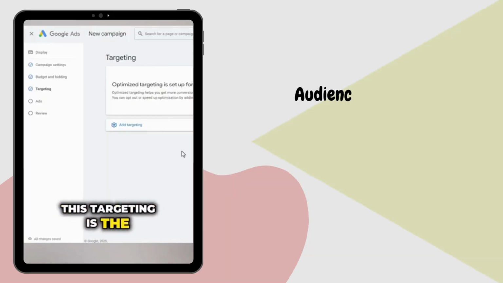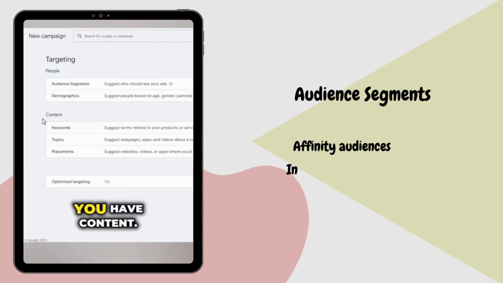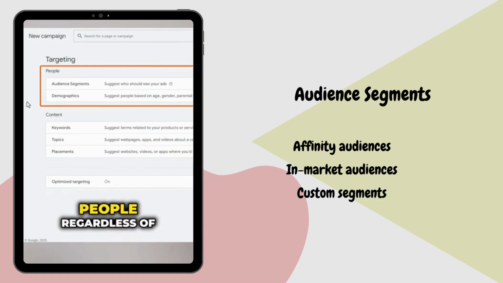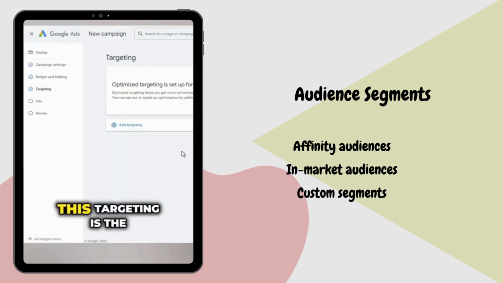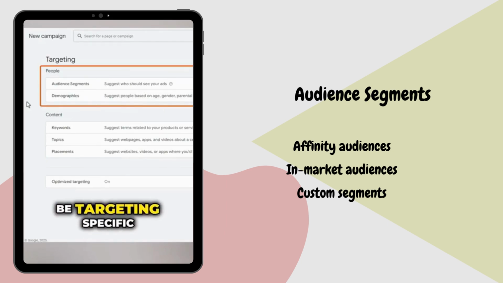Now let's focus on audience segments. Google lets you reach people based on their interests and behaviors. These include affinity audiences, which are broad interests like travel lovers or gamers, while in-market audiences are people actively researching products and ready to buy. And lastly, custom segments is where you define keywords, competitor URLs, or apps your ideal customer interacts with.